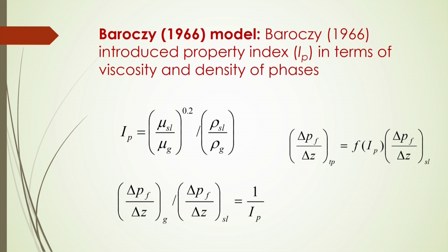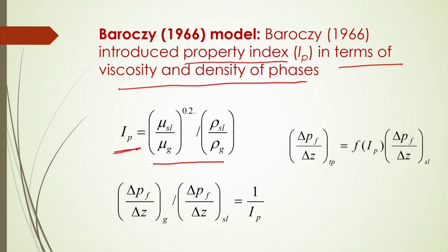Another model is the Baroczy 1966 model. Here in this case they have introduced a property index, IP, in terms of viscosity and density of the phases. So, they have defined this property index as the ratio of viscosity of slurry to the gas here, and also the ratio of density of slurry to gas. So, here they have defined this like this: mu SL by mu g to the power 0.2, times rho SL by rho g.